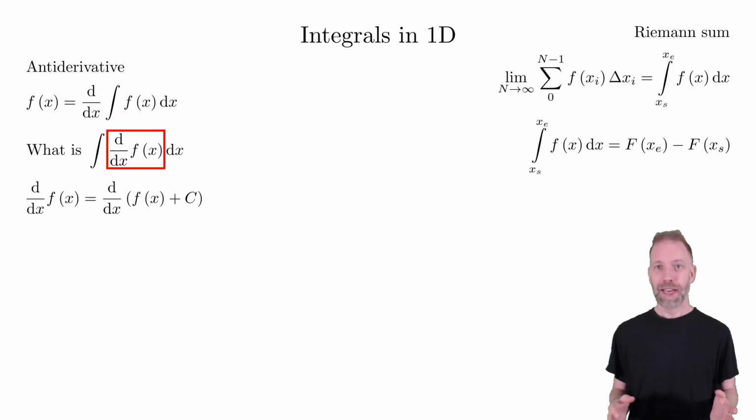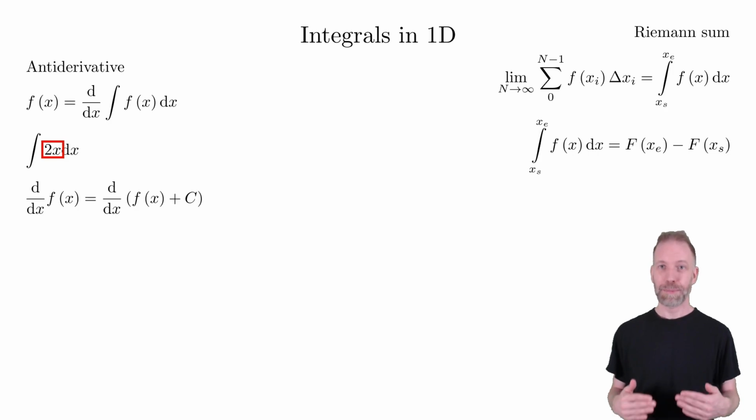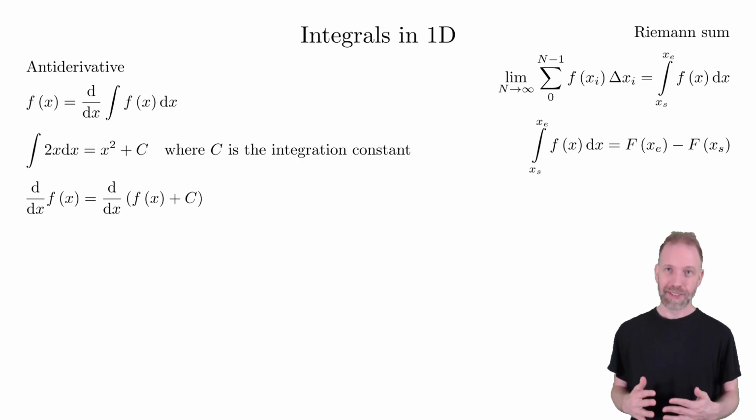As an example, assume that df dx is 2x. This gives that the primitive function is x squared plus an integration constant c. We would need additional information to determine the value of this integration constant.